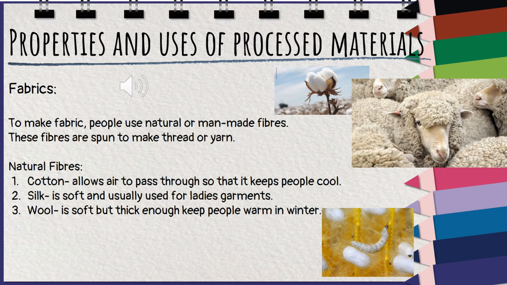Silk is the bottom picture with the silkworm. Silk is soft and usually used for ladies' garments. And in the middle picture, the last natural fiber you need to know is wool from a sheep. It is soft but thick enough to keep people warm in winter.